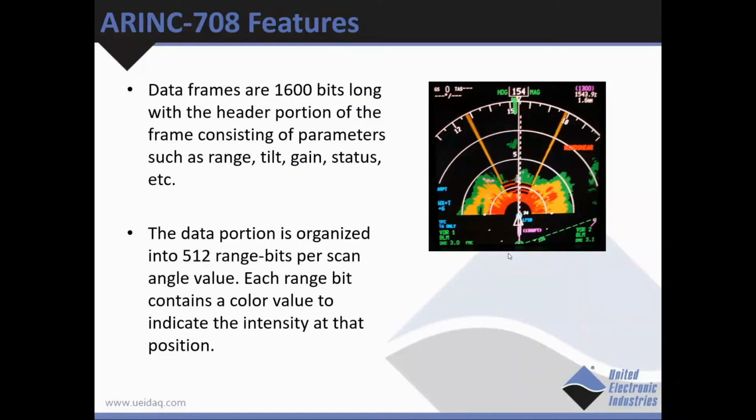Data frames are 1600 bits long, with the header portion of the frame consisting of parameters such as range, tilt, gain, status, and so on. The data portion is organized into 512 range bits per scan angle value. Each range bit contains a color value that indicates the intensity of that position.